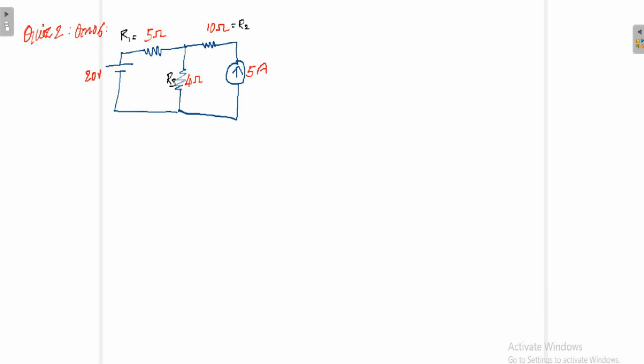Hello students, it is question number 6 in quiz 2. Here we have to find the current through this 4 ohms, that is R3, by using the superposition theorem. Find I 4 ohms using superposition theorem.